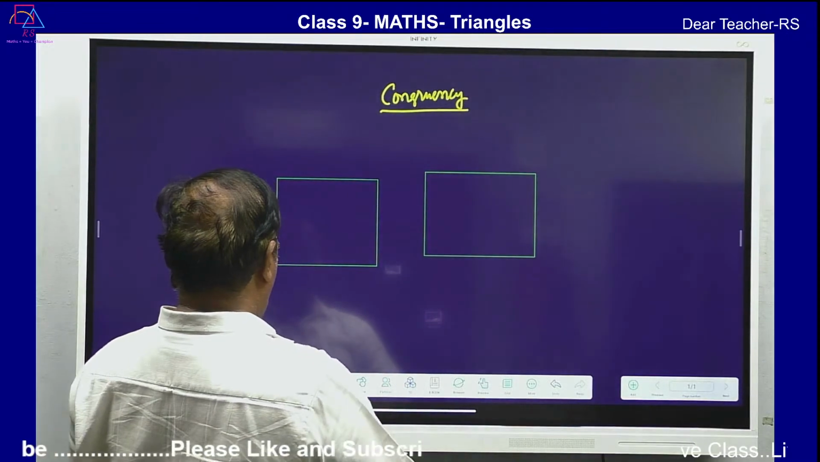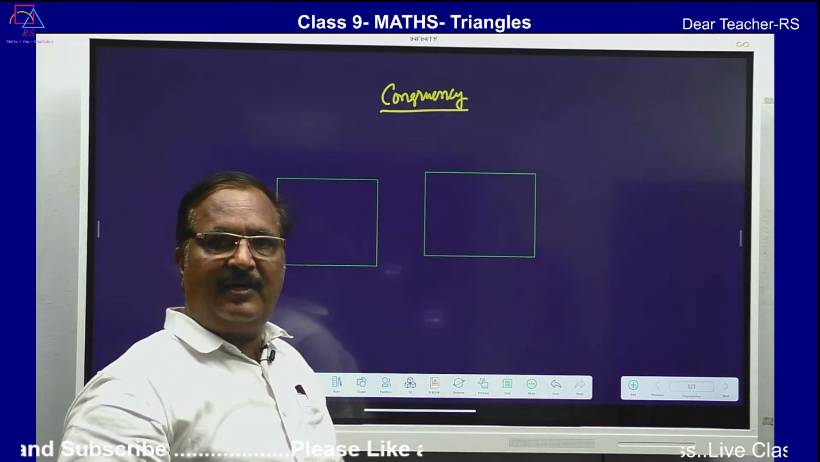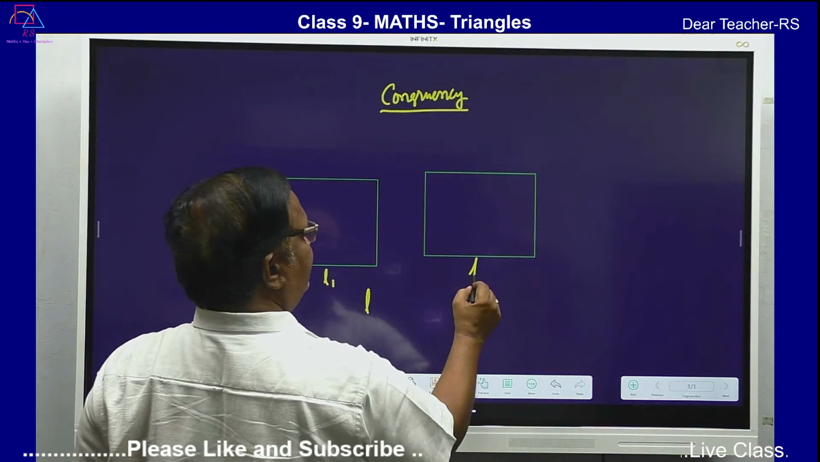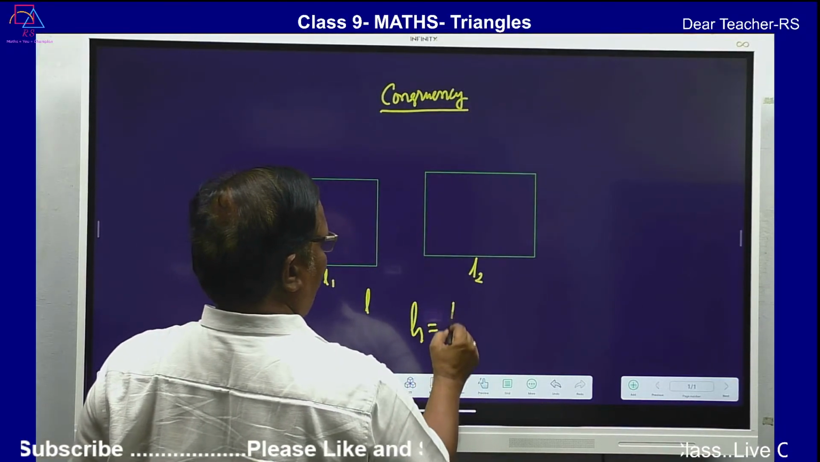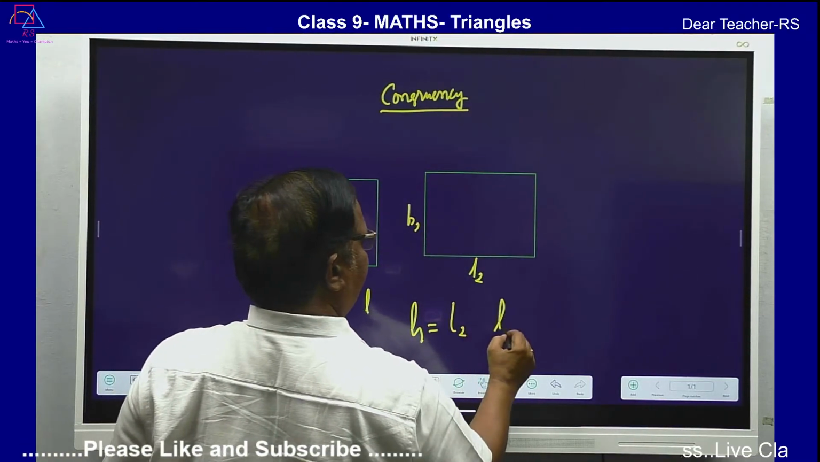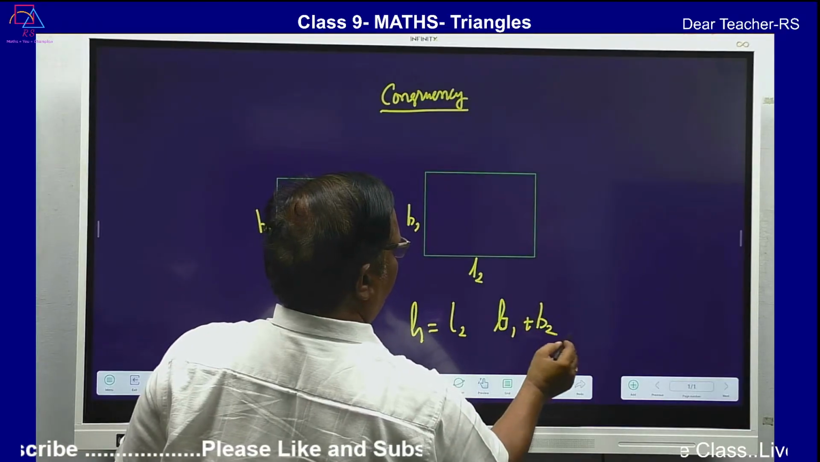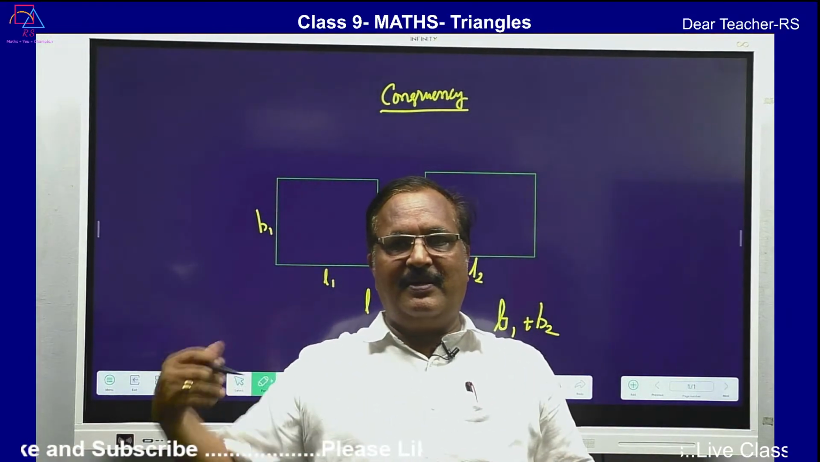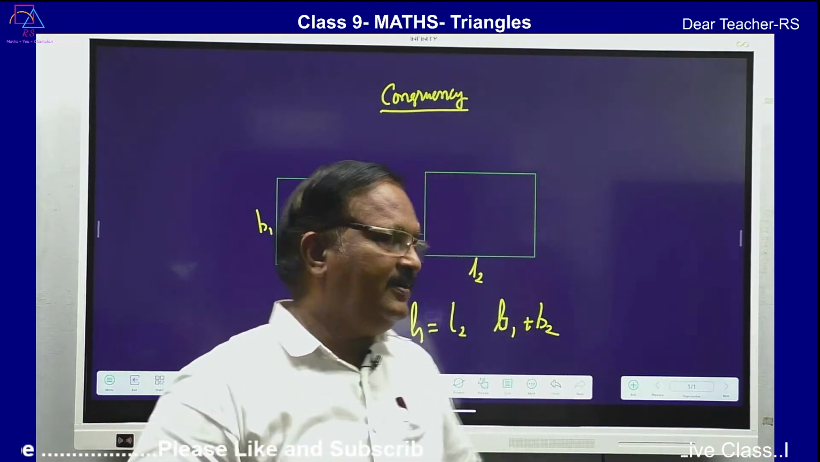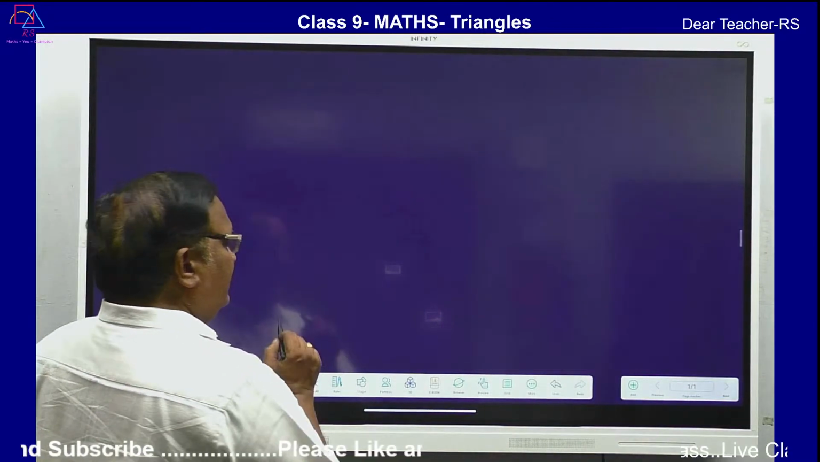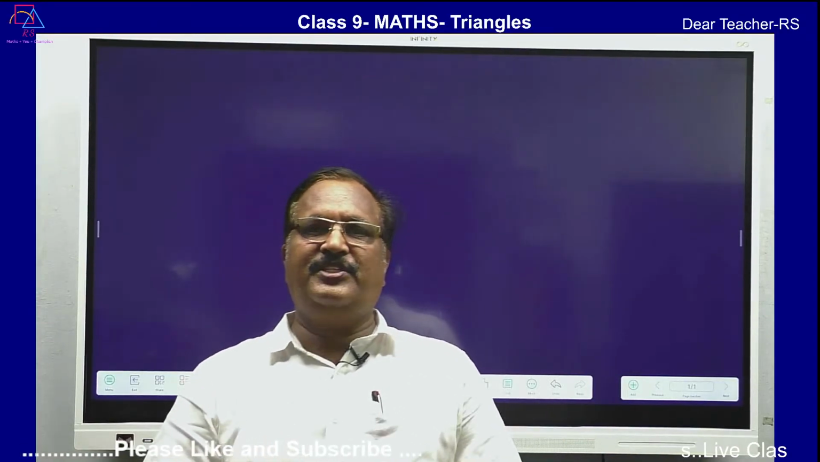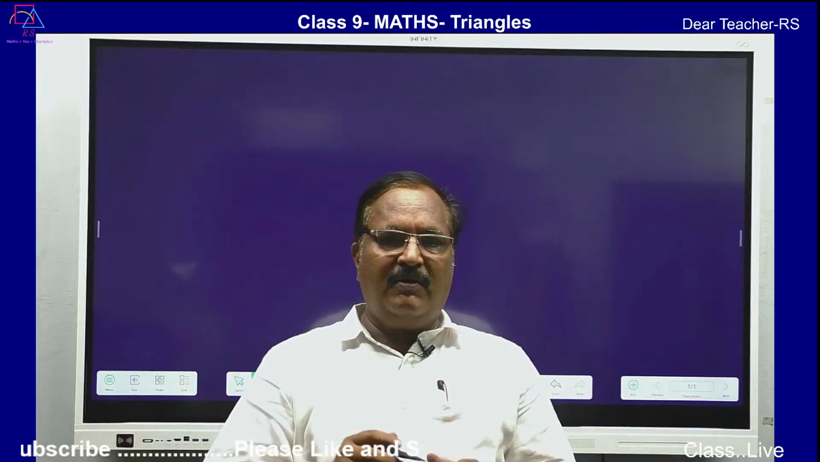If you want these two rectangles to be congruent, their lengths should be equal. Say this is L1 and this is L2, then L1 is equal to L2. If the breadths are B1 and B2, then B1 is equal to B2. That means if the length and breadth of one rectangle are equal to the length and breadth of another rectangle, then both rectangles are congruent. Okay. So let us now go to the triangles, because our chapter is triangles. Let us understand congruency of triangles.